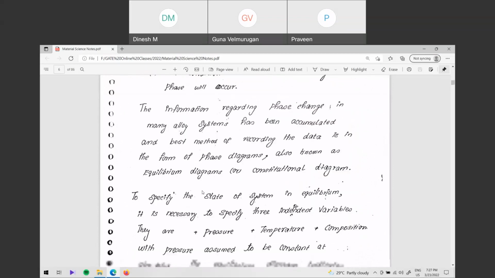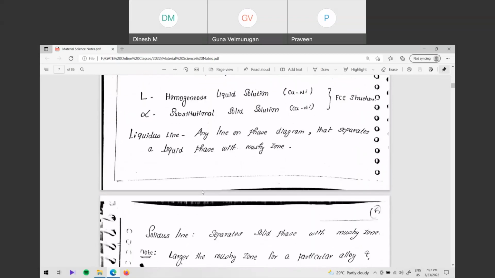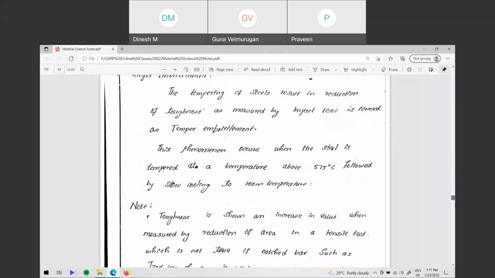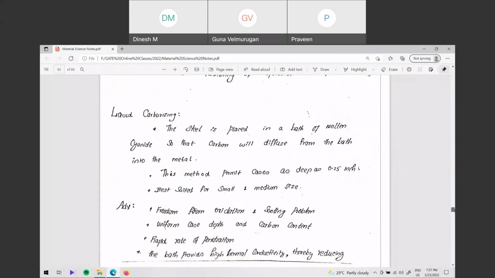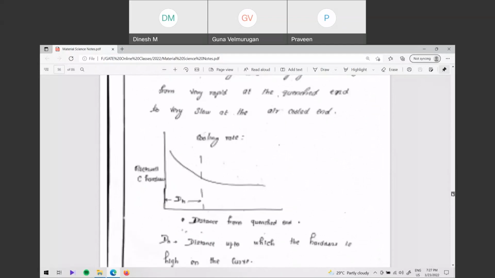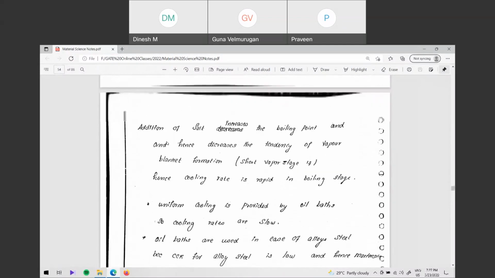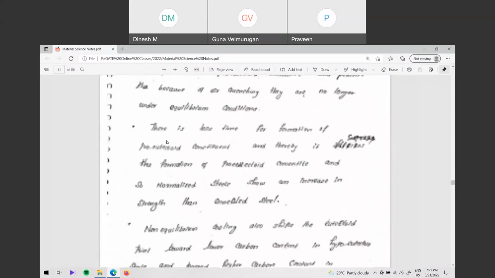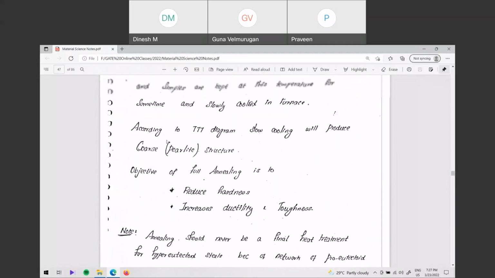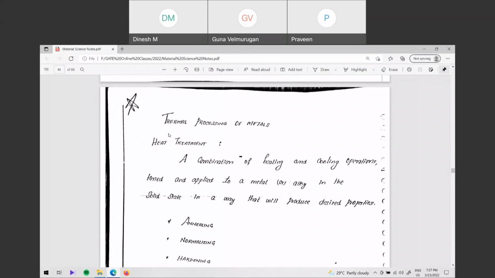So let me go to the main crystallography. Okay, that is very important. Before going to that, let's go to the heat treatments. There are different kinds of heat treatments. I'll explain the heat treatments and then we'll go to the crystallography, because heat treatments are very highly asked questions in the examination.